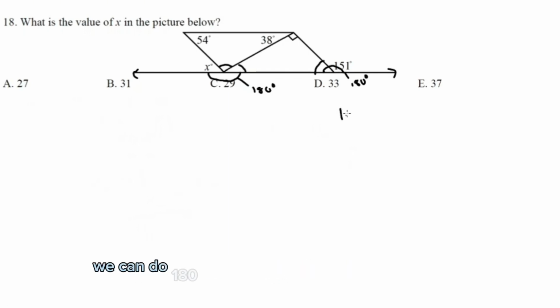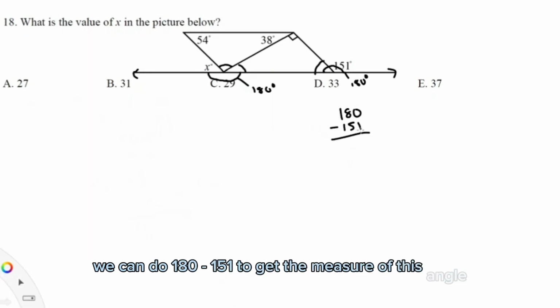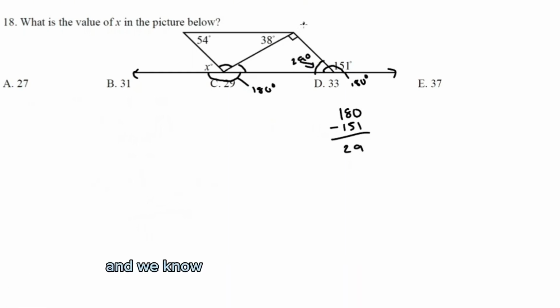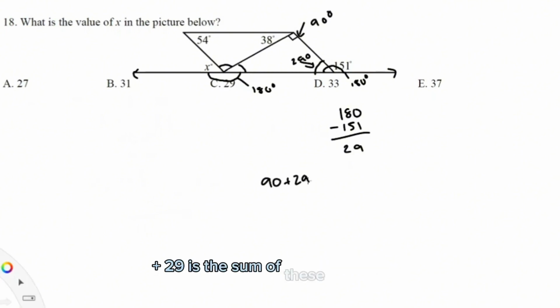Well, we can do 180 minus 151 to get the measure of this angle, because if it adds up to 180 and this part is 151, then the other part must be 180 minus 151, which is 29. So this angle right here is 29 degrees. And we know this angle right here is 90 degrees because it's a right angle. That means we know that 90 plus 29 is the sum of these two angles.